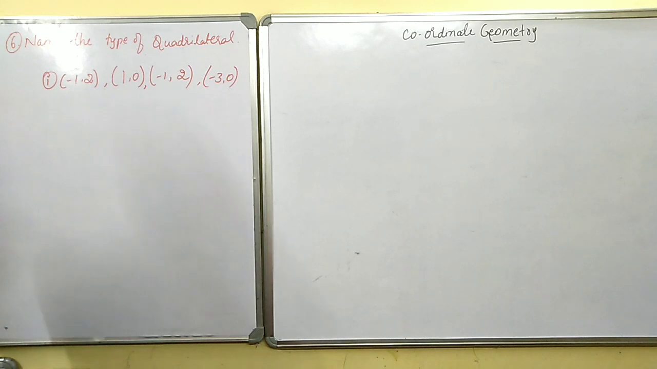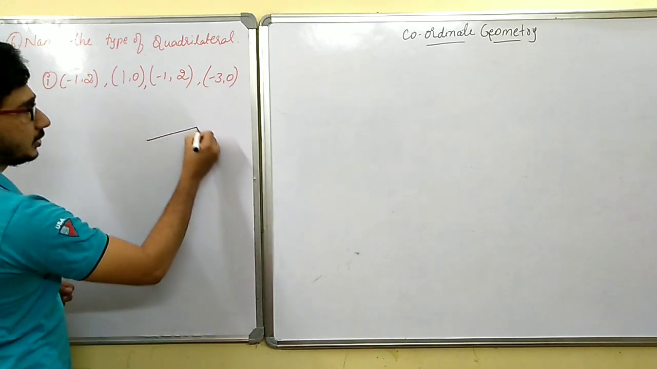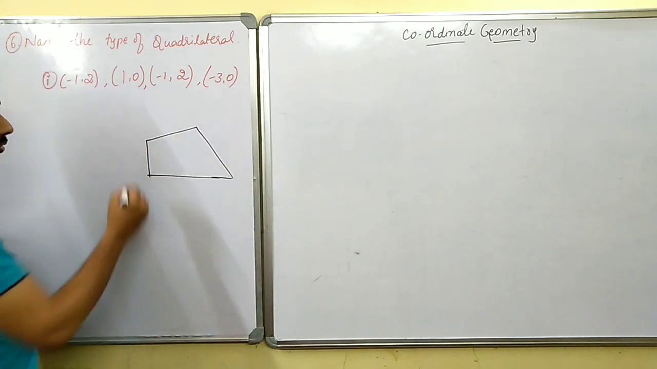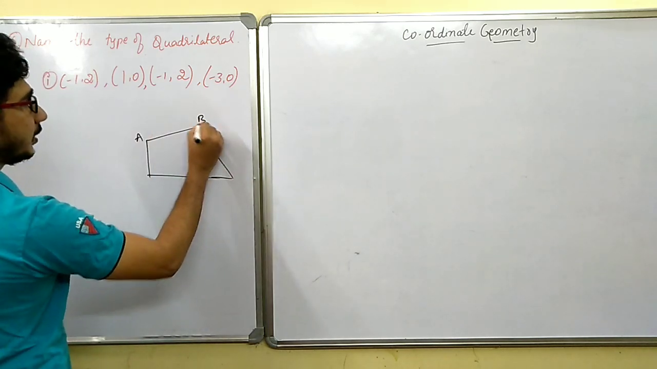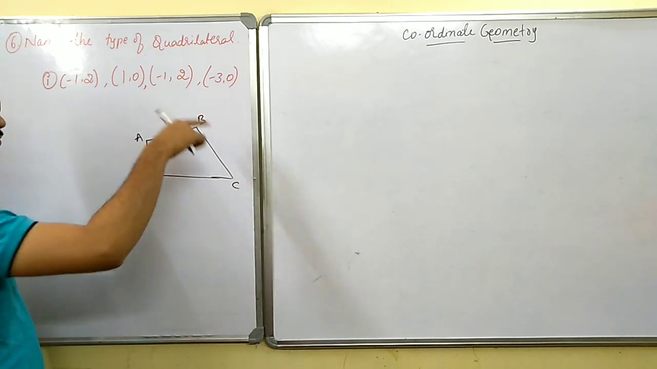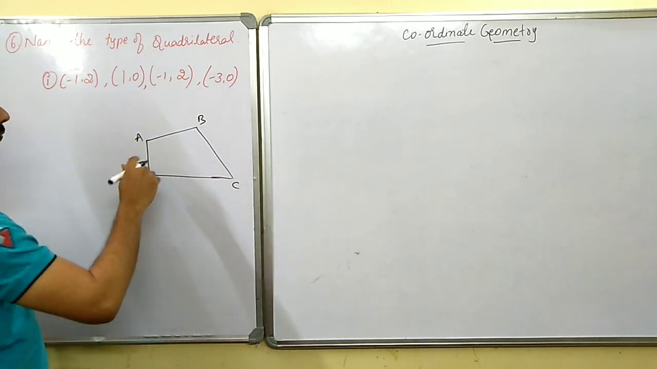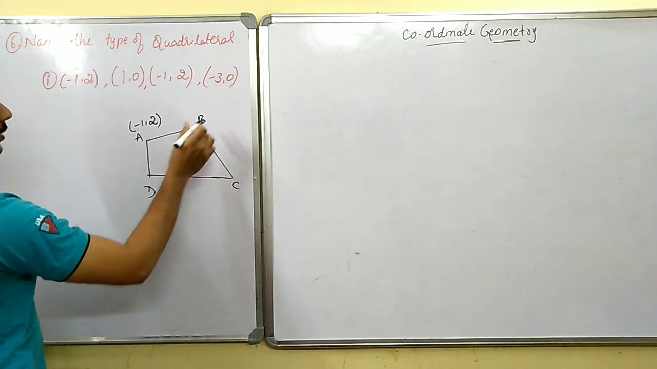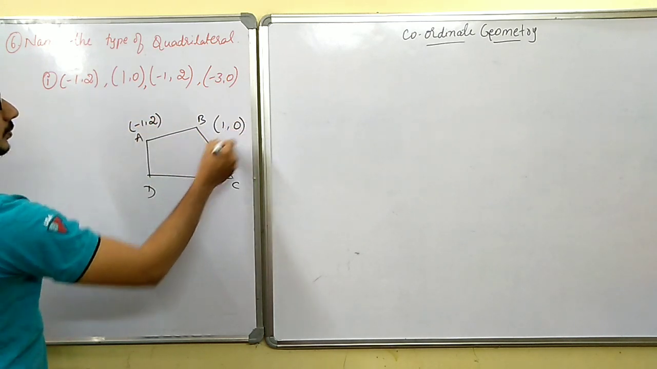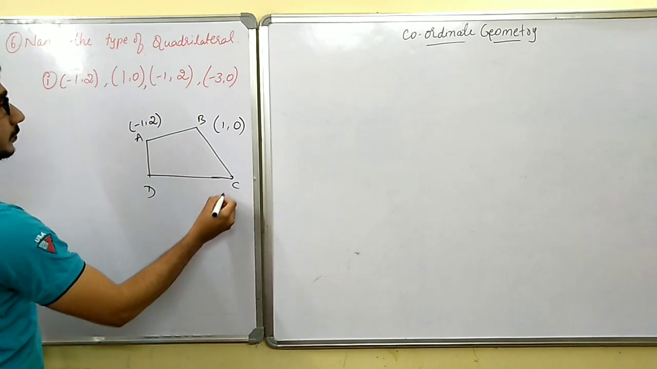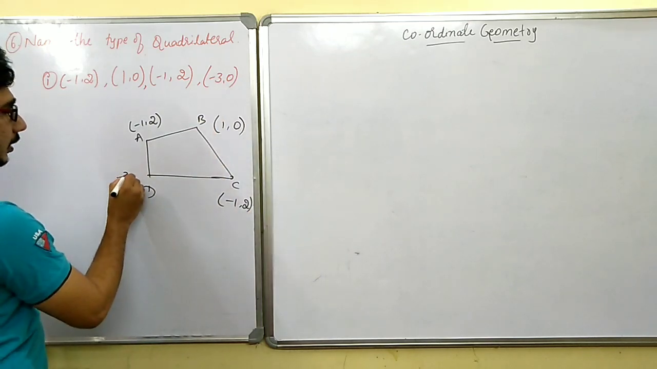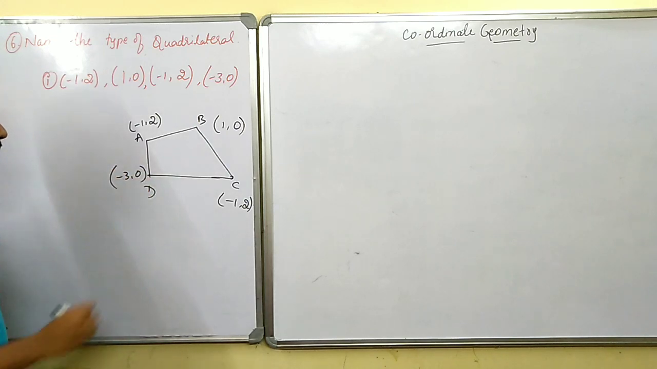First, they have given points. Just simply, I'll draw one quadrilateral. For our reference, I'll call it A, B, C, D. Cyclically only we have to write, like this or like this. This point they have given as -1, 2. This point write as 1, 0. This point write as -1, 2. And this point write as -3, 0. I have written the points now.